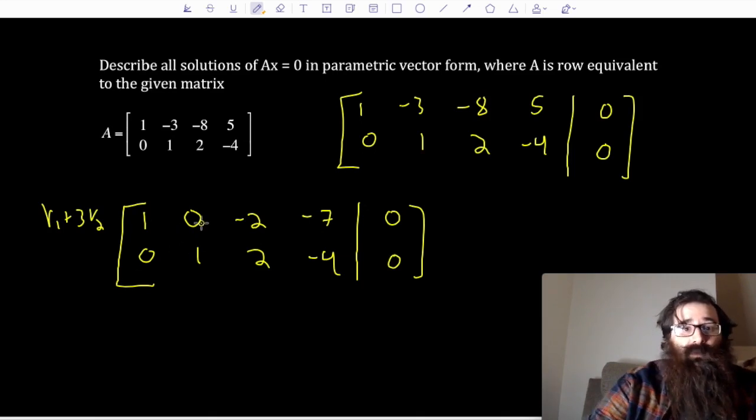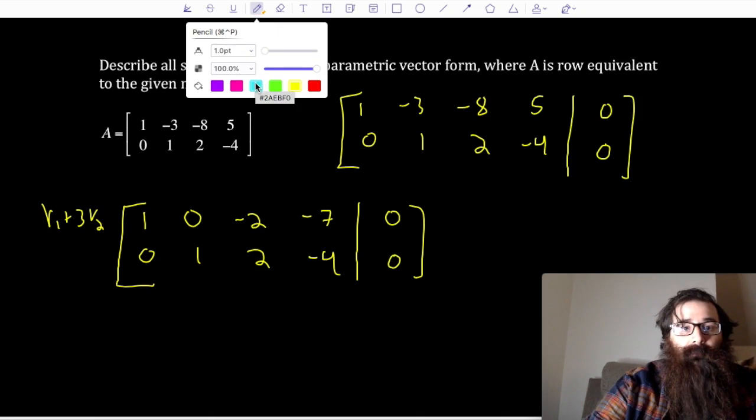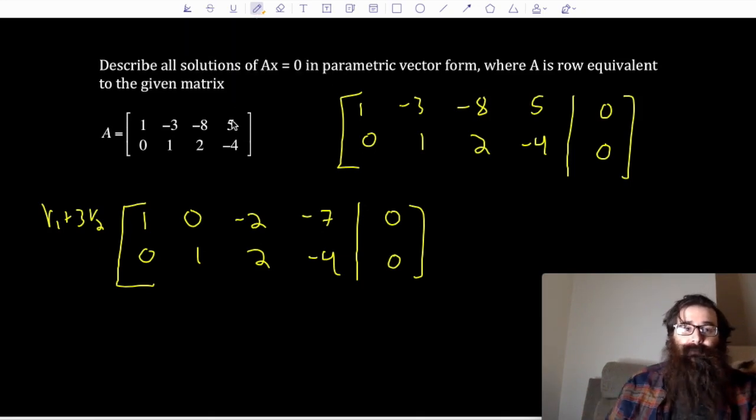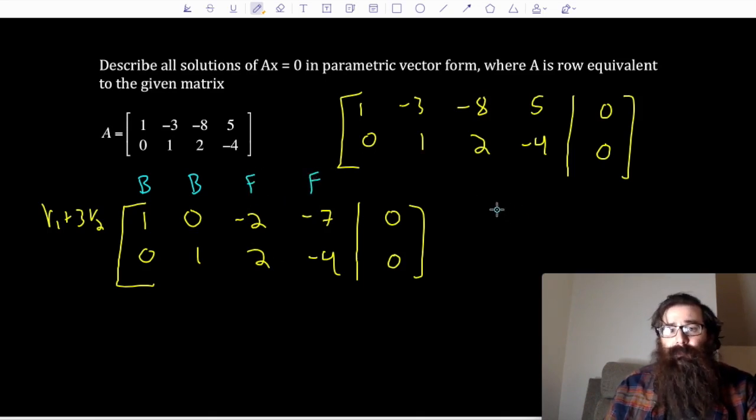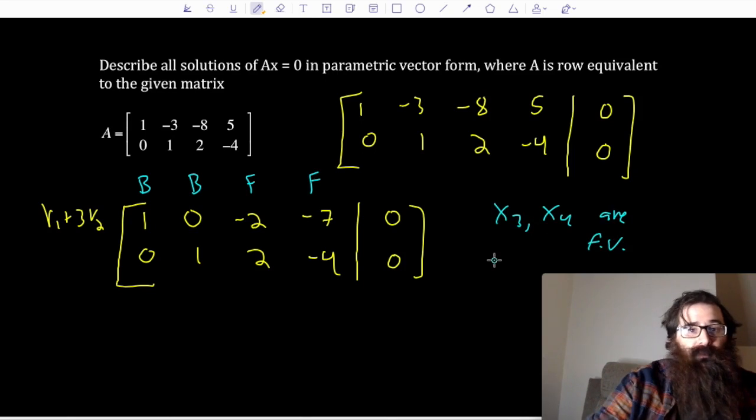And if I'm noticing what's happening with my basic variables and my free variables, I have a pivot column in column 1. That's a basic variable for x1. I have a pivot column in column 2. That's a basic variable. But x sub 3 and x sub 4, which would be in columns 3 and 4, are going to be free variables. Those are not pivot columns. I have a free variable there. And I can make a note to myself. I think it's always good to make this note that x sub 3 and x sub 4 are the free variables, FV for free variables.